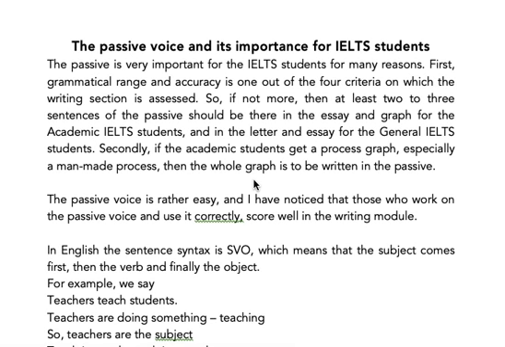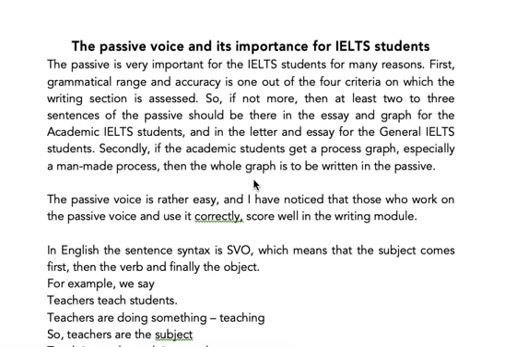First, grammatical range and accuracy is one out of the 4 criteria on which the writing section is assessed. So if not more, then at least 2 to 3 sentences of the passive should be there in any essay and graph for the academic IELTS students and in the letter and essay for the general IELTS students.